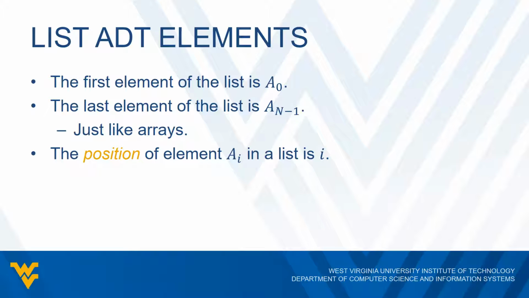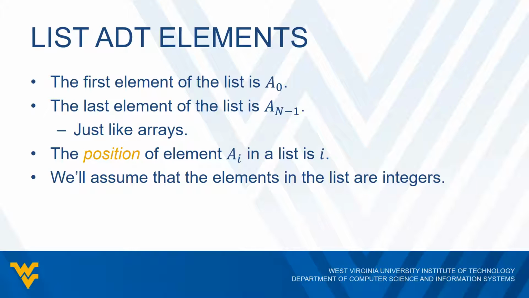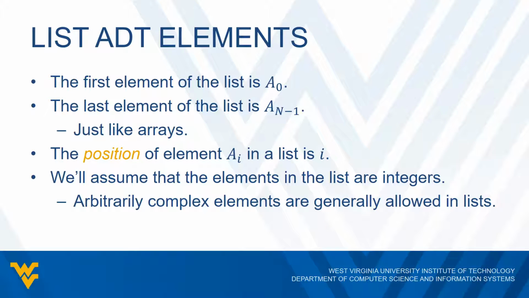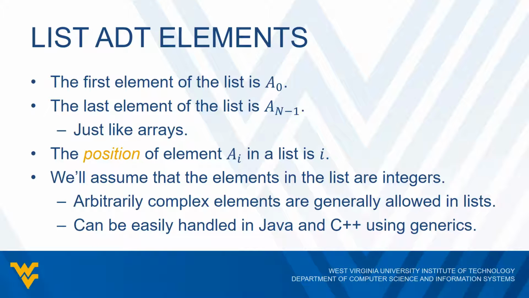Now for all the examples that we're going to be doing here, we're going to assume that the elements in the list are integers. But that doesn't mean that that's the only thing we can store in lists. We could do characters, strings, doubles. I mean, we can have these arbitrarily complex elements in lists. And if we had to implement it, we can easily do that in Java or even C++ by using what are called generics. Now we'll talk more about generics in other classes such as our data structures course.